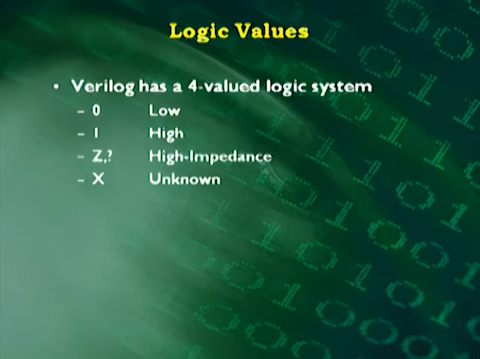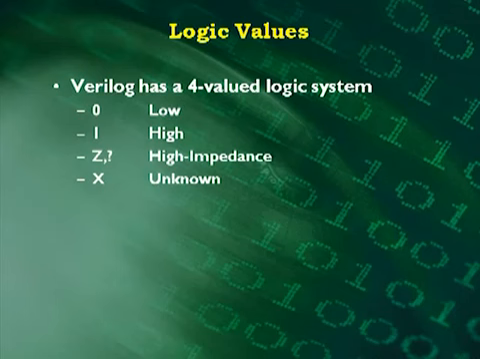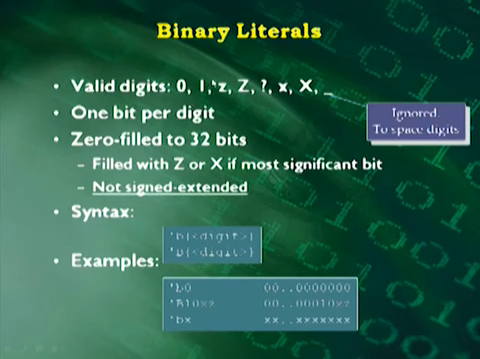In the digital world, we're used to thinking of ones and zeros. Well, for Verilog, not just ones and zeros, but also Z and X, high impedance and unknown. So Verilog is known as a 4-valued logic system. And we're going to talk about how you use these X's and Z's besides just the ones and zeros. So valid digits are 0, 1, lowercase and uppercase z, a question mark, upper and lowercase x. There's 1 bit per digit.